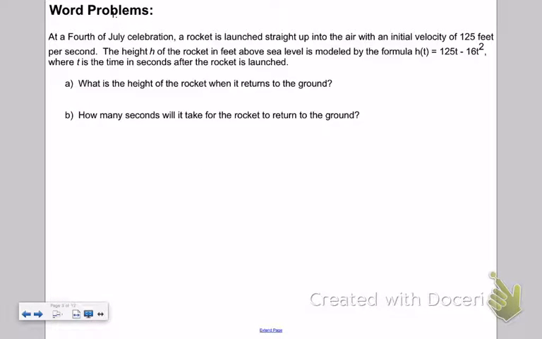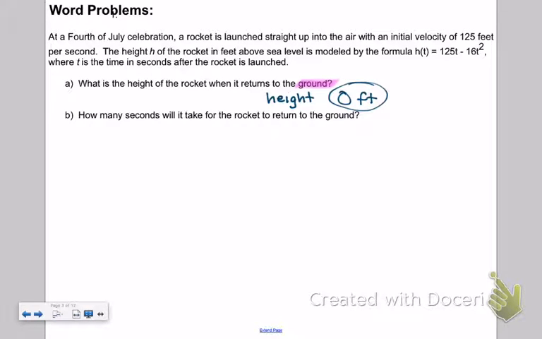Now we're going to look at some word problems. What I want you to do is pause the video and read the situation. Okay, so if we have the model of the formula, we're talking about a rocket. The first question asks us, what is the height when it returns to the ground? Well, anything that is on ground level means the height is 0. In this particular instance, we are talking about feet. So the answer is 0 feet.